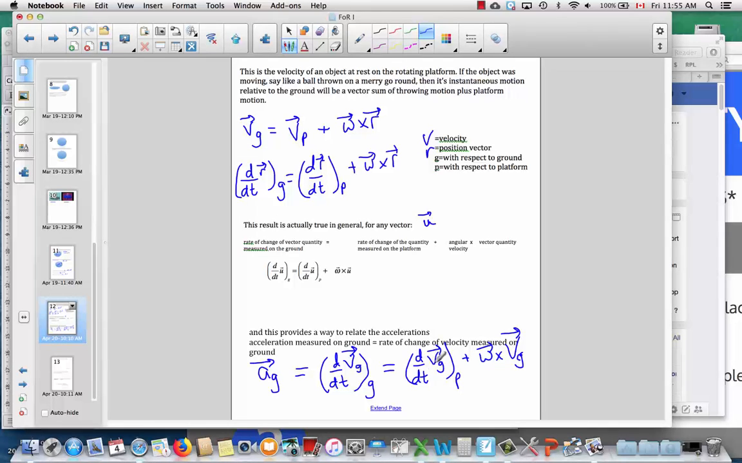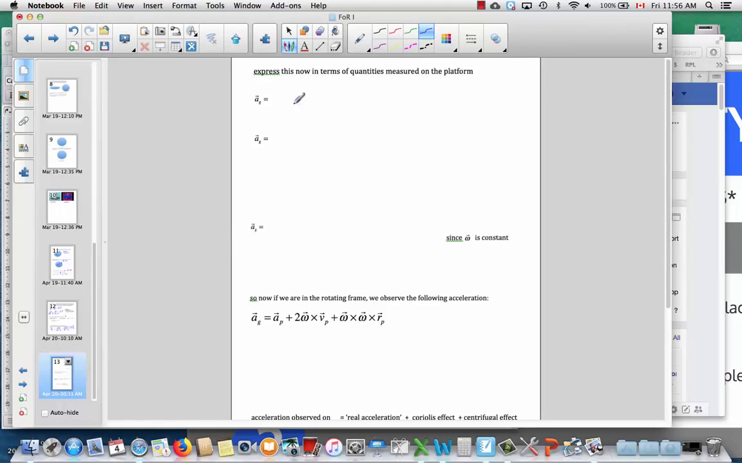Now we're not done yet because this is still the velocity measured with respect to the ground, and we want to ultimately have a relationship with all platform quantities on this side. So we want to relate the velocity as measured with respect to the ground back to the velocity measured with respect to the platform. So we're going to substitute this in two places down below, here and here. So when we do that, there's the first place. And then here is the second.